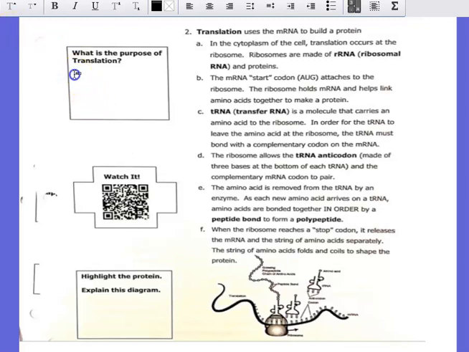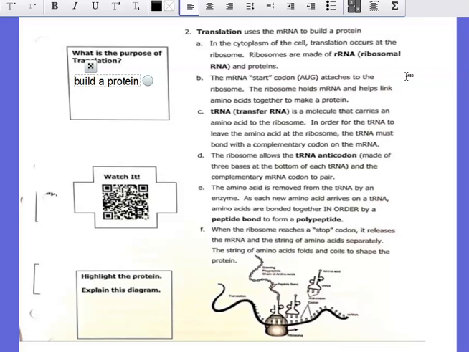So this step, translation, the whole purpose is to build a protein, and we're going to talk about how that happens. So the start codon, just like in a race you have a start sign, the start codon is always AUG, and it attaches itself to a ribosome. That ribosome attaches to the mRNA, and it helps put the amino acids together.